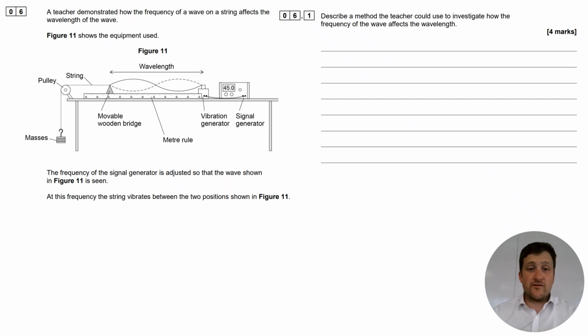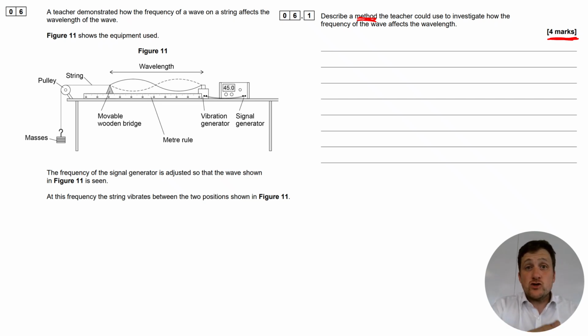Okay, then we have 6. We have a describe a method. This is one of our crossover questions for higher as well. And it's describe a method, which means we're going to be doing step 1, do this, step 2, do this, all those sorts of things, and how to make our method accurate as well. It's 4 marks, it's not a full 6 mark, so there's less you have to include, but it's still important, okay?